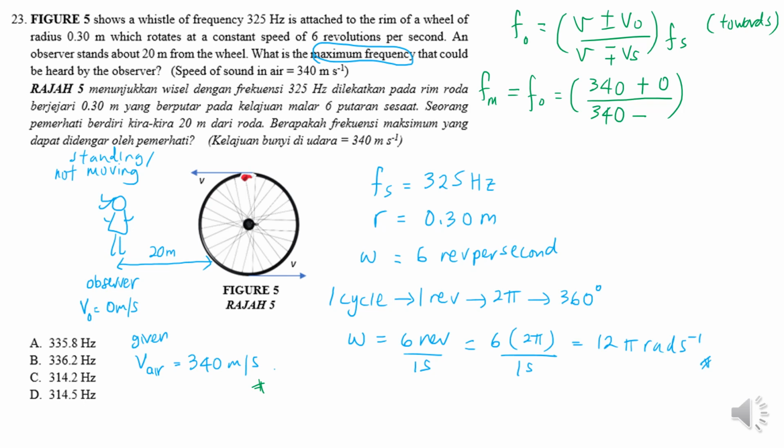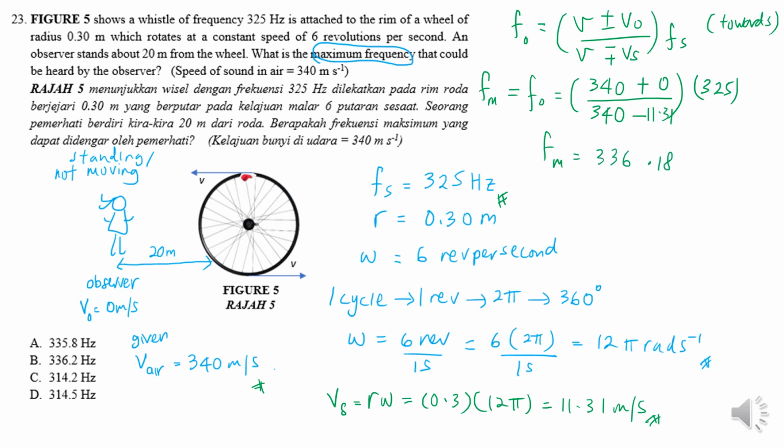So what is the vs here? The vs is from v equals r omega. So r is 0.3 multiplied by the omega, 12 pi. Then you get 11.31 meters per second. Substitute the numbers here. What is fs? fs is from the whistle, so 325. By using the calculator, you get 336.18 hertz. We round off the answer correctly, then we get 336.2 hertz. So the answer is B.